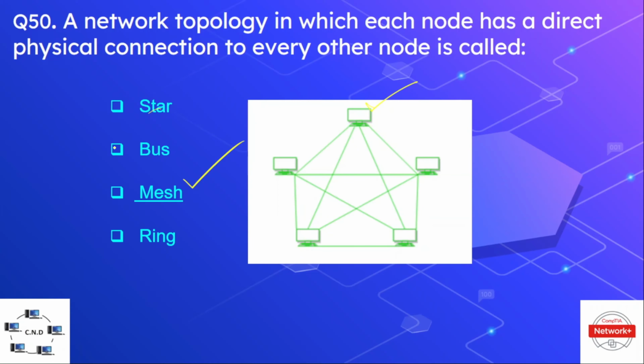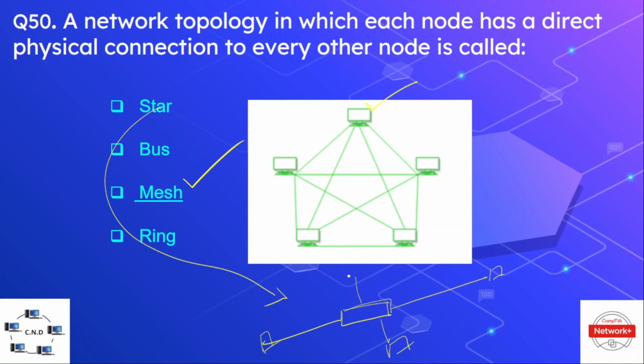While in case of star, which is the most popular topology that is used nowadays, there is a switch or hub and nodes are connected through this hub or through the central network device. Unlike mesh, where nodes are connected to every other node.